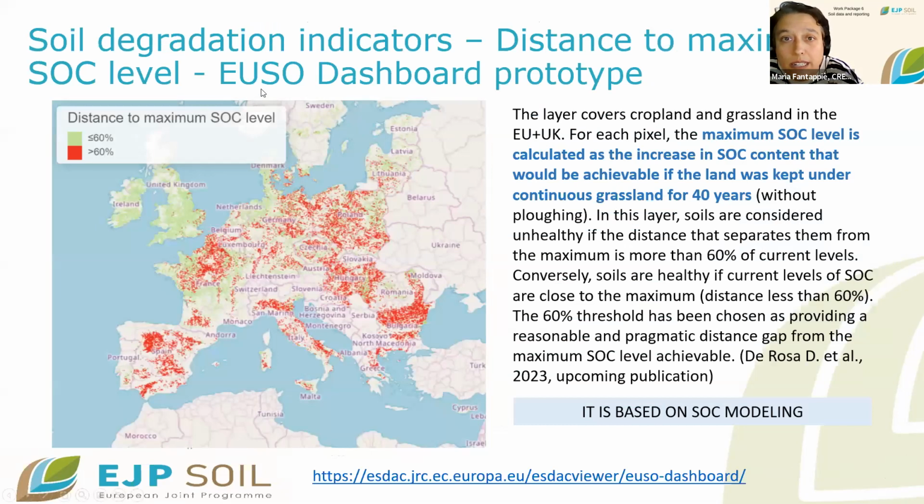And as I told you, the European Soil Observatory dashboard instead proposed a different approach, which is based on modeling. This is the result that we have in Europe. You can see that the red areas are the areas identified as at risk of soil organic carbon decline.